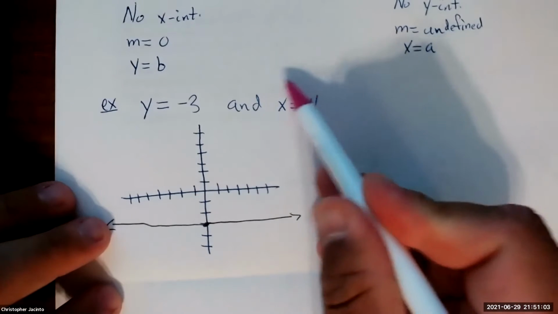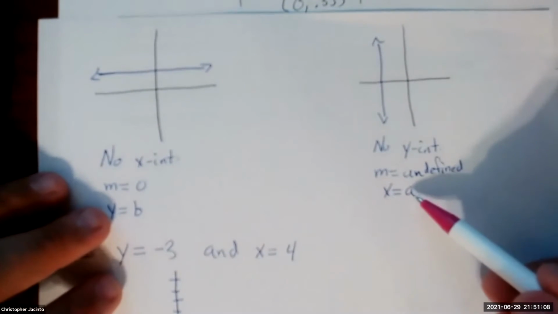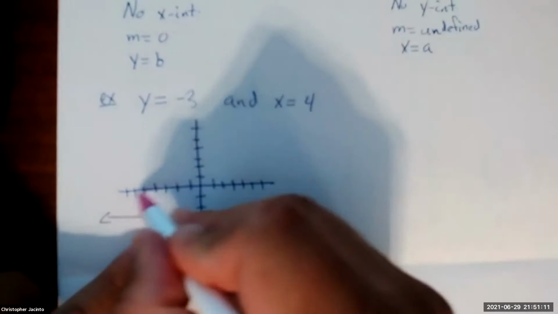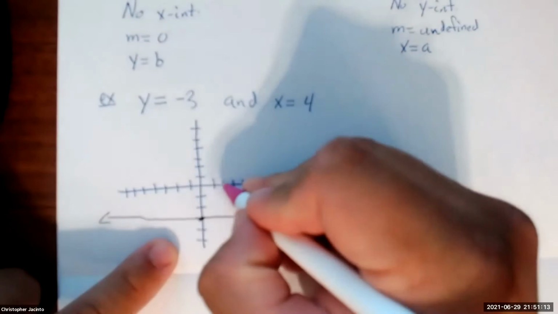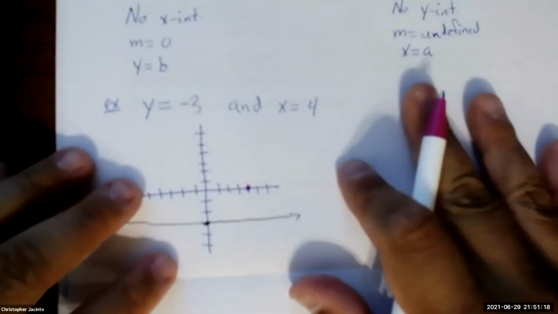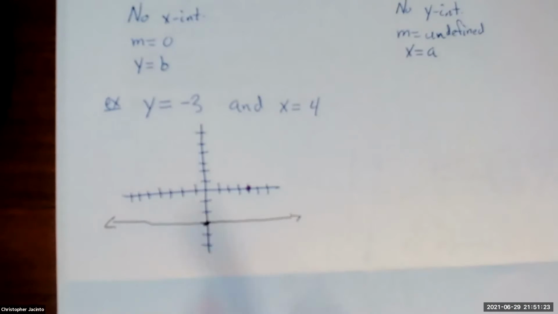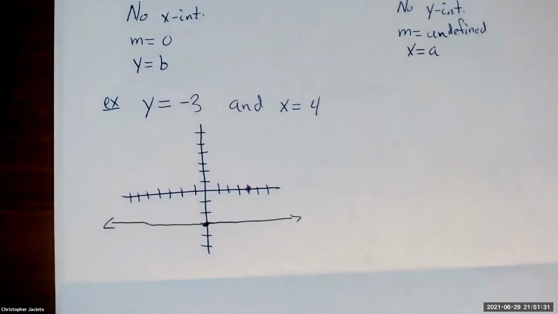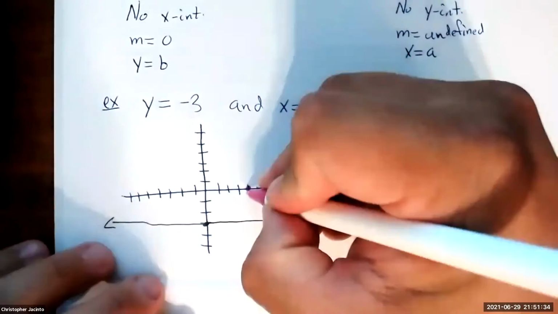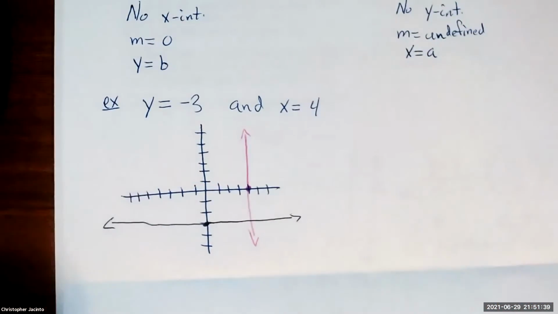And the same thing applies over here. So if you have x equals 4, you know that's a vertical line at that value. So on the x scale now, you're going to go to positive 4. So 1, 2, 3, 4. And then just go up and down. And there you go.